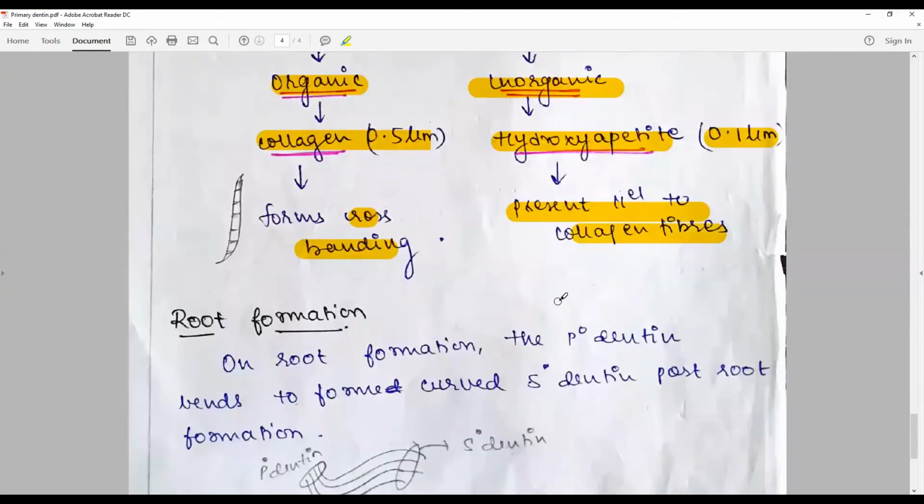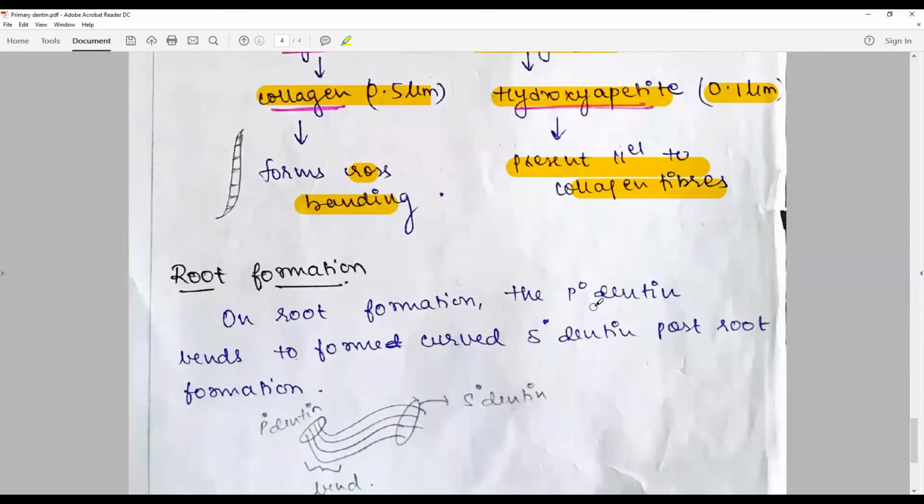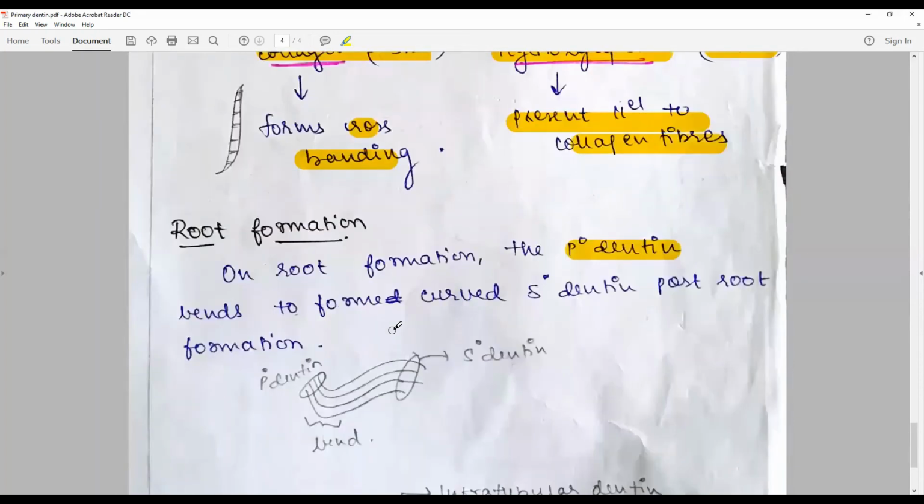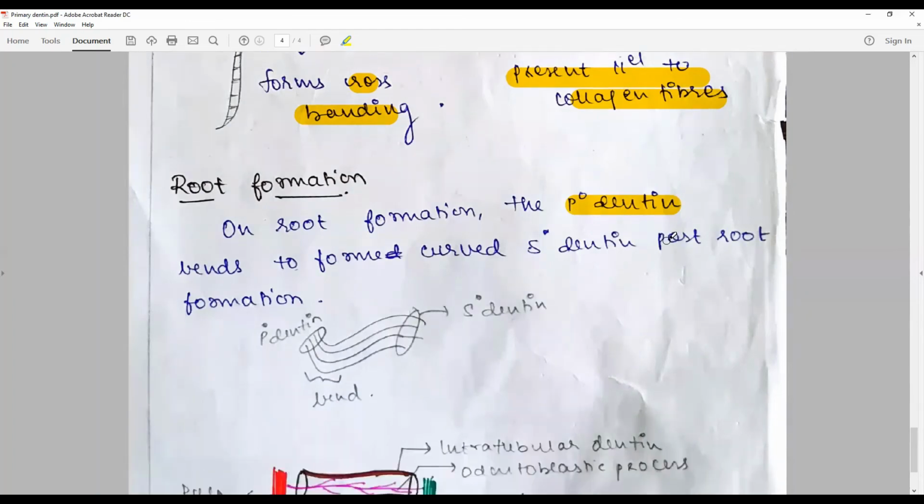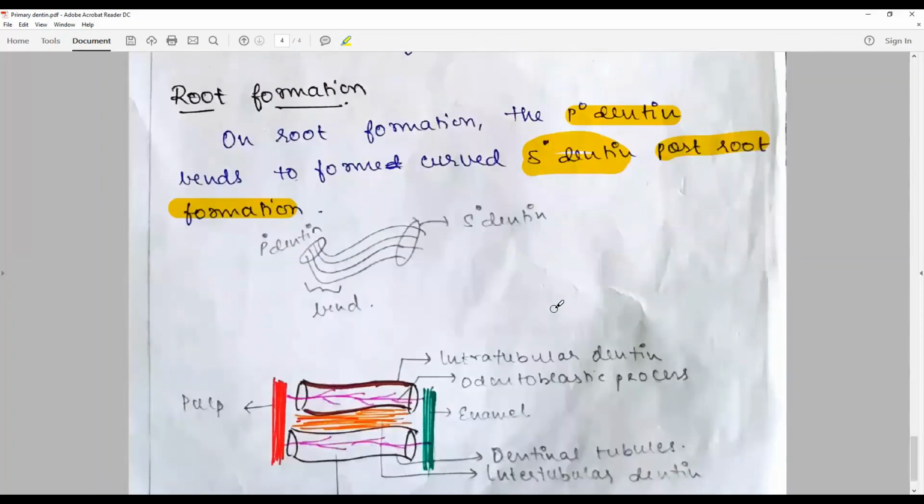The root formation instigates a change in the direction of odontoblasts, causing the primary secondary dentin variation. With the root formation, there is a primary dentin bending created. Post root formation, this is accentuated. Hence, the primary and secondary dentin curvature appears.